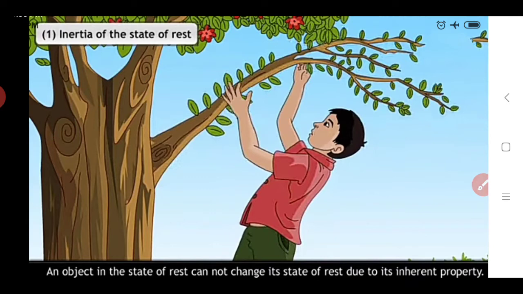When an object is in the state of rest, here we see the example of this tree. This tree is at rest. When it is at rest, it cannot change its state of rest. Meaning this tree remains as it is at rest for a longer time if we don't apply any type of force on it. So the inertia which is related to this object is called inertia of the state of rest. An object in the state of rest cannot change its state of rest due to its inherent property.